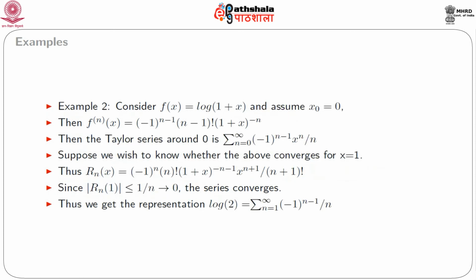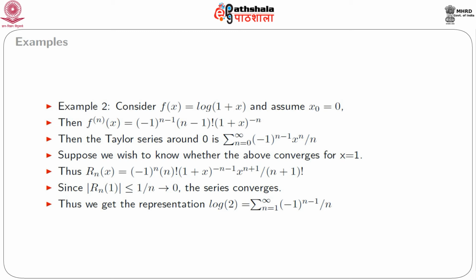Next, consider the function f(x) as log(1 + x) and assume x not equal to 0. In this case, using some induction, the nth order derivative of f(x) can be obtained as (-1) to the power n-1 multiplied by (n-1) factorial, the whole thing divided by (1 + x) to the power n. Then the Taylor series around 0 can be expressed as the summation of (-1) to the power n-1 times x to the power n divided by n.